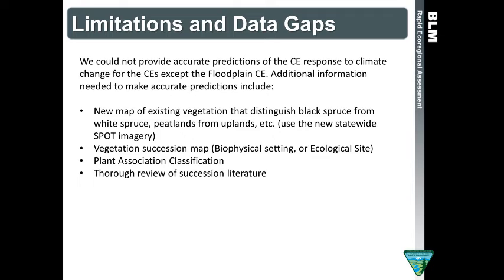And then from that, we can develop the second category, which is the vegetation succession map, which is really just biophysical settings or ecological sites. Ecological sites is what the NRCS uses. It's basically a soil map, and they use it to predict the response of vegetation to disturbance. And then biophysical settings is similar to ecological sites.